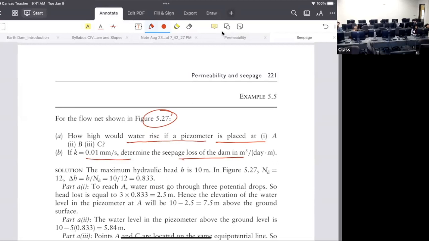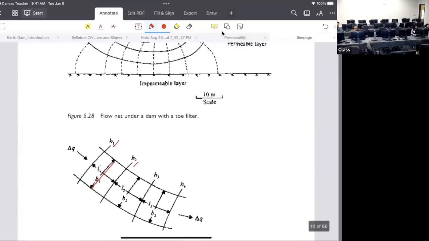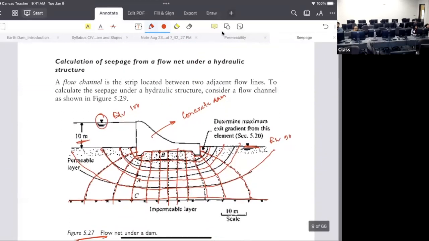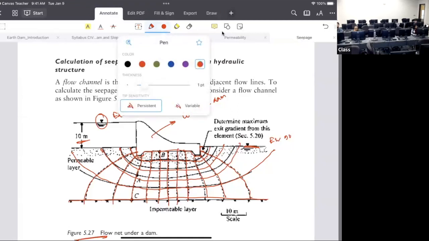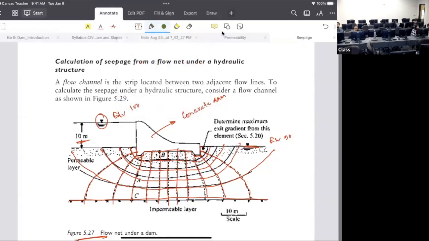So the first one is all you have to do, we need to calculate the number of flow lines and number of drops. So how many flow lines are here? 1, 2, 3, 4, 5. Flow lines.